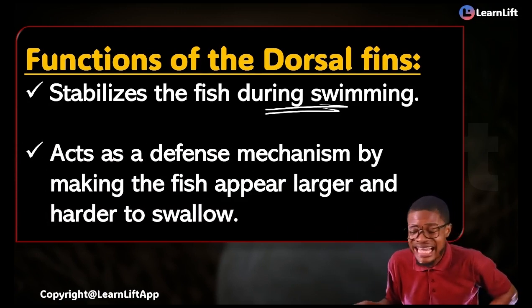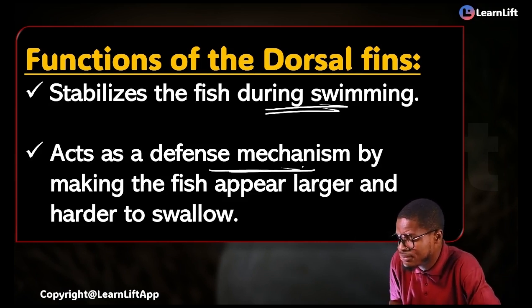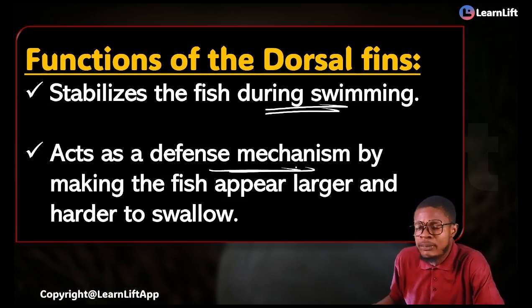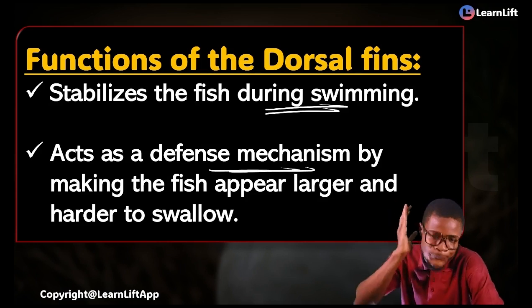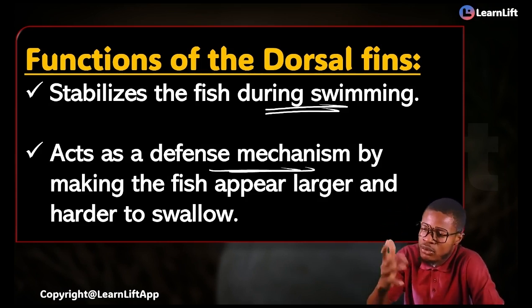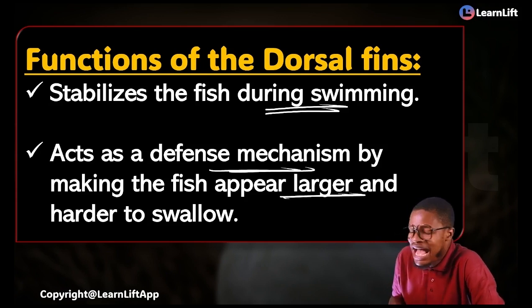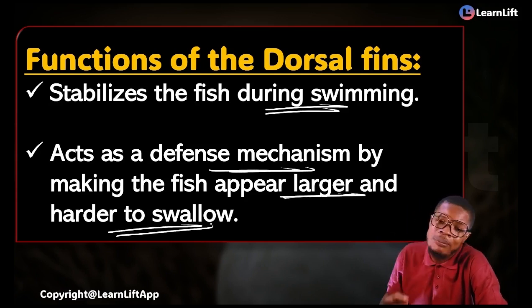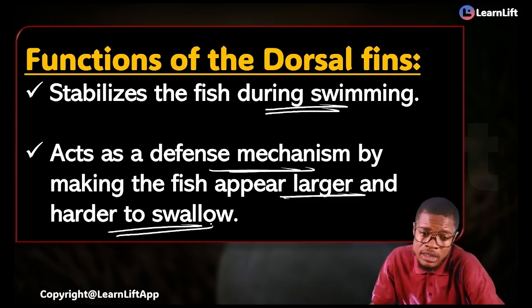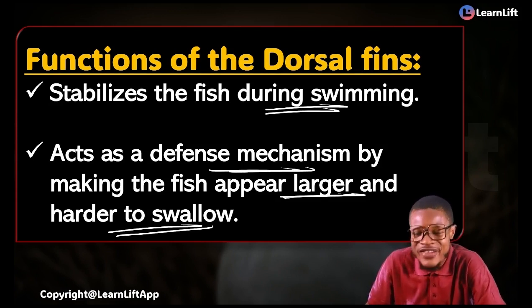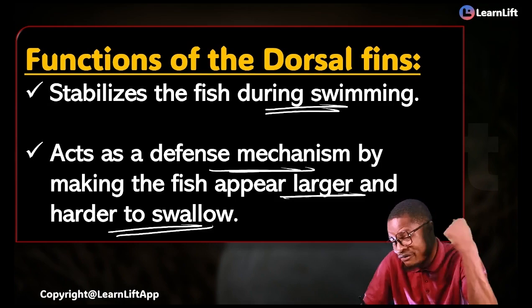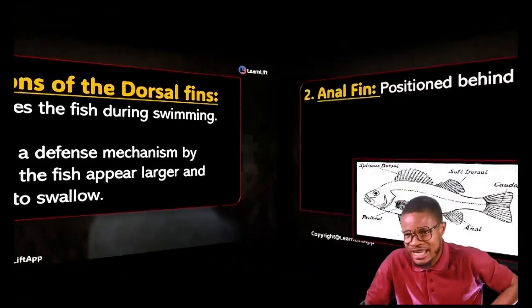Don't forget that it acts as a defense mechanism. So when they see a predator, what happens? All the fish need to do is to project out the dorsal fin. When they project out the dorsal fin, the fish will appear larger, and it is now harder to swallow by the predator. So the predator will just leave it alone. So it has a defense mechanism, the dorsal fin. Very well. If you get that very quickly.